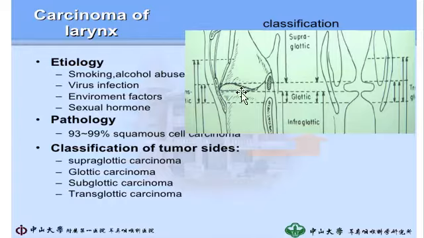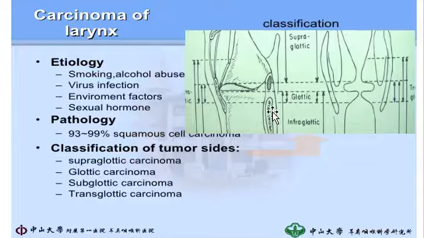Now about the cancers of the larynx. The etiology includes smoking, alcohol abuse, virus infection, and environmental factors; the sexual hormones also play roles. Pathologically, squamous cell carcinoma commonly occurs.